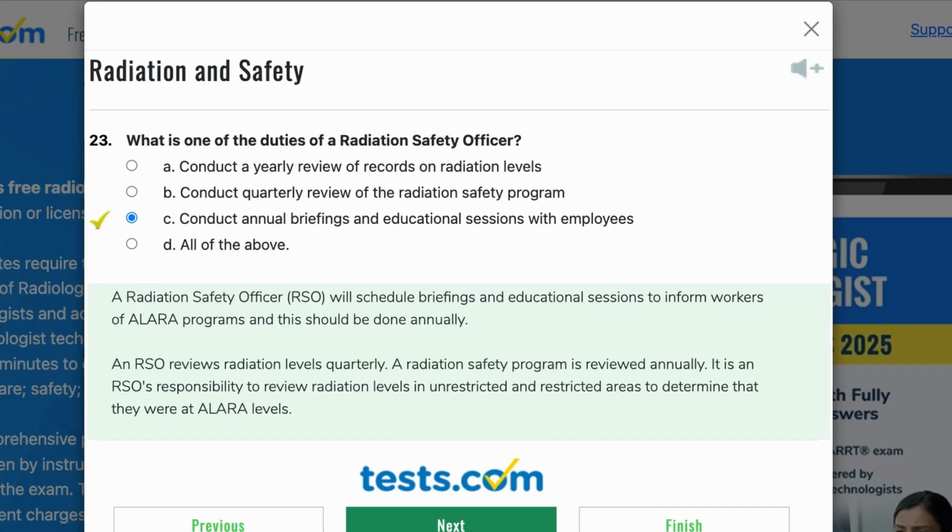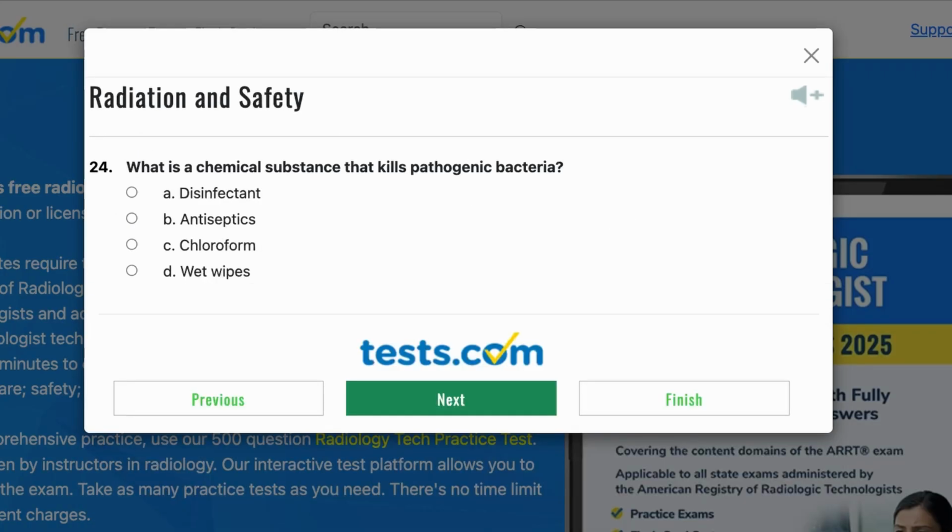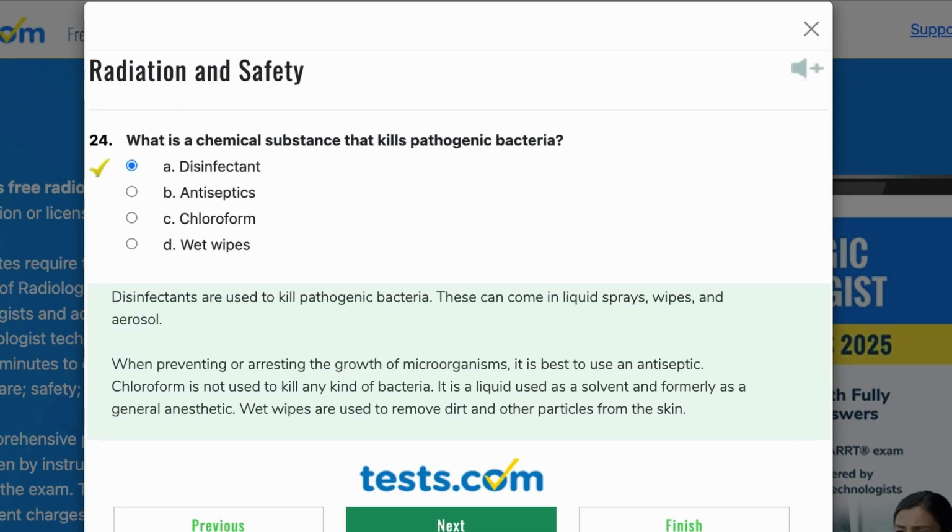ARRT levels. Question 24. What is a chemical substance that kills pathogenic bacteria? A. Disinfectant, B. Antiseptics, C. Chloroform, D. Wet wipes. A. Disinfectant. Disinfectants are used to kill pathogenic bacteria.